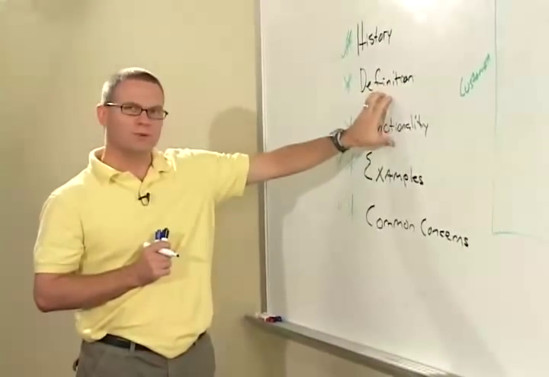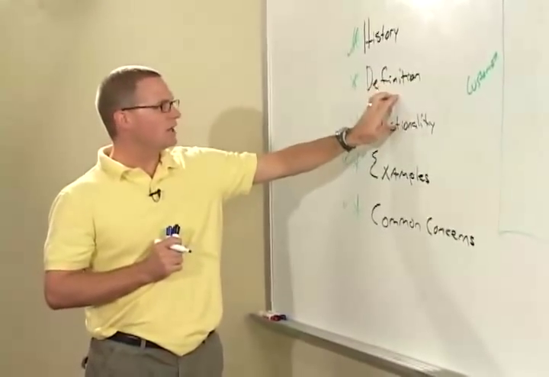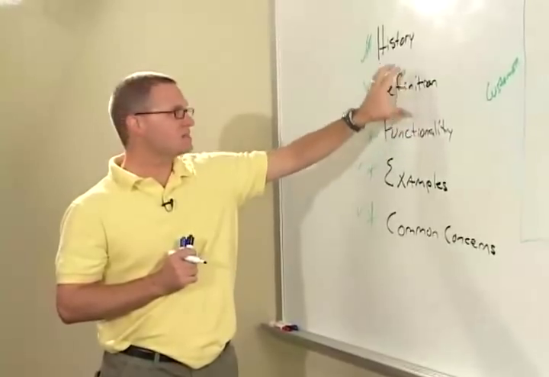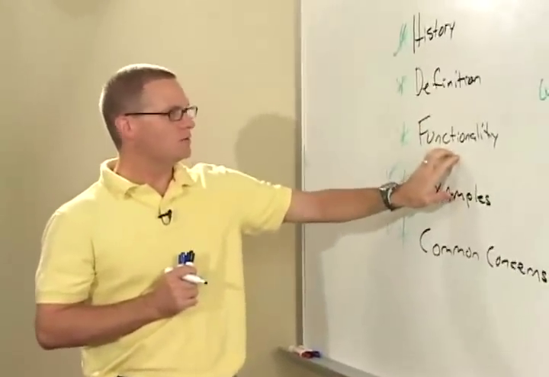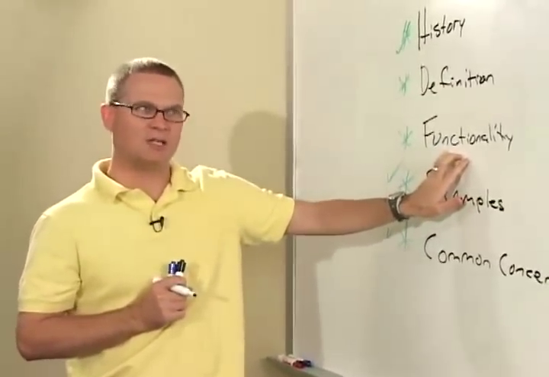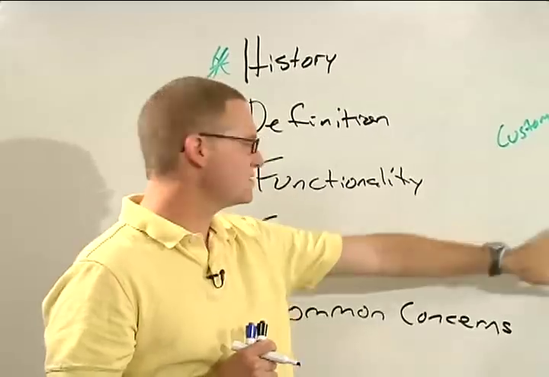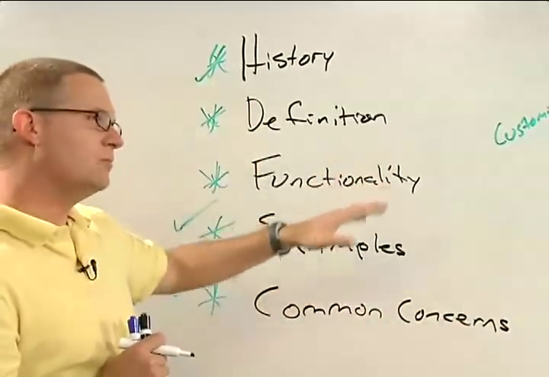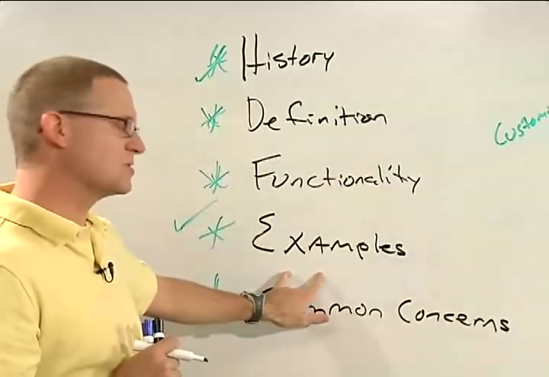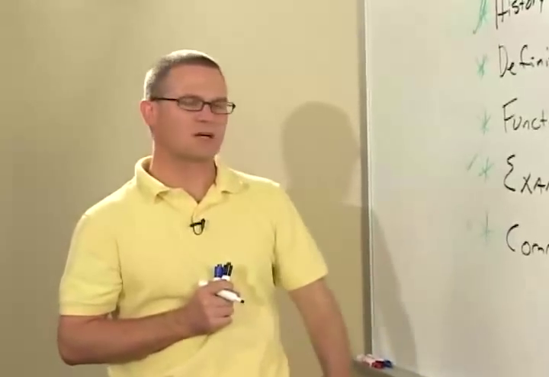So in conclusion, what we've talked about today is we've talked about the historical perspective of ERP. We've reviewed a definition of what ERP is and how it relates to the historical perspective. We've talked about some of the common functionality that you would see in an ERP system. We've diagrammed out an example of what an ERP system would look like, and we've taken a look at their common concerns.